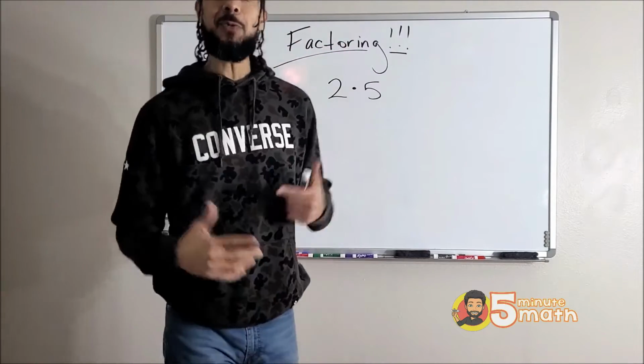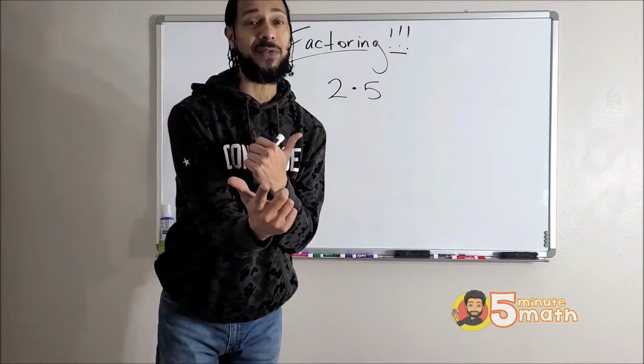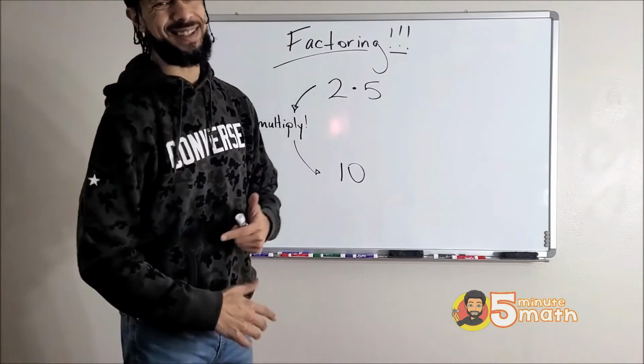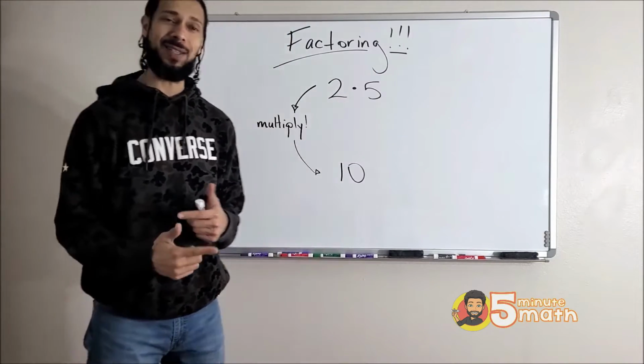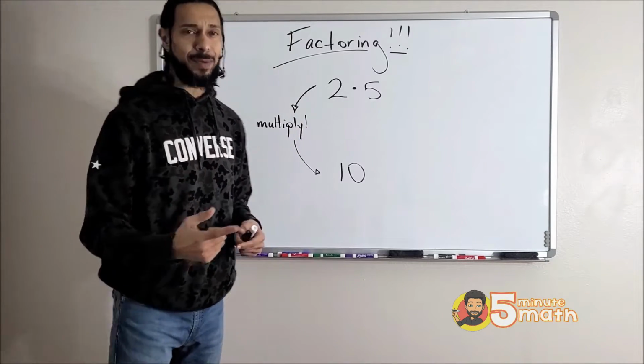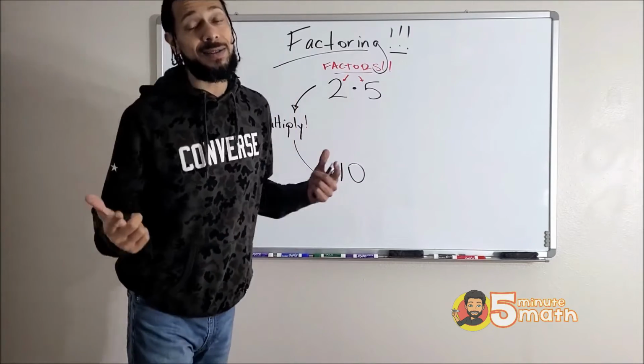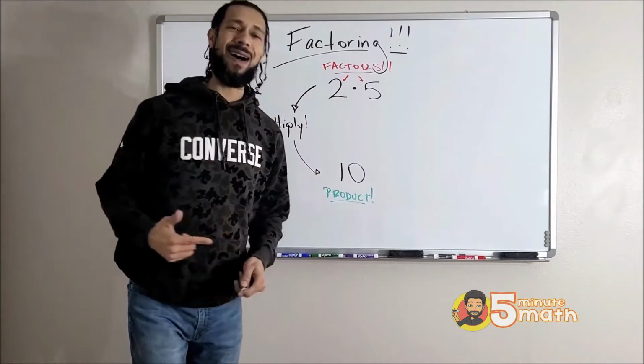Something simple, right? 2 times 5. Now, when you multiply 2 times 5 together, can you tell me what it is? Of course it's 10. Now, those two numbers that multiply together to make 10 have names. Those two numbers are called factors. And when you multiply two factors together, of course you get a product.